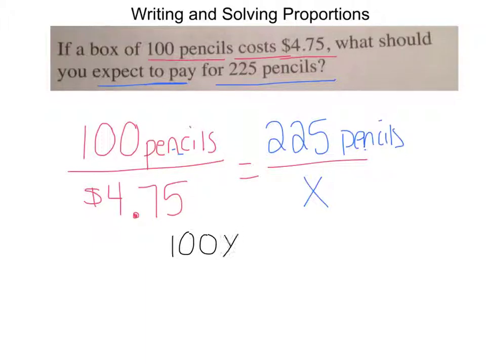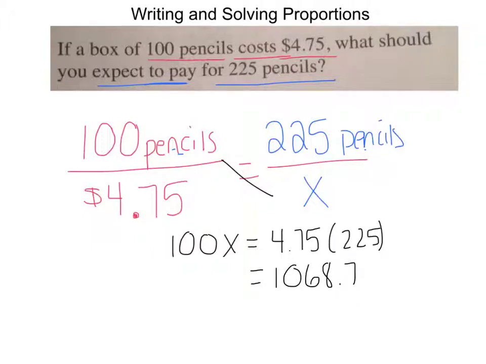And I'm going to make sure to write that step out to show each of my steps here. So 100 times X equals $4.75 times 225. And now we need to solve to figure out what X is. So 4.75 times 225 is equal to 1068.75. And all of that is still equal to 100x. And now to figure out what x is, I need to divide both sides by 100.